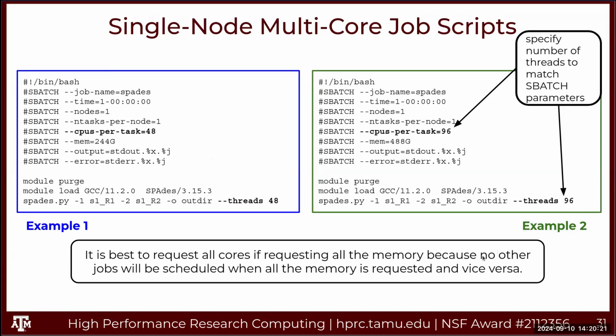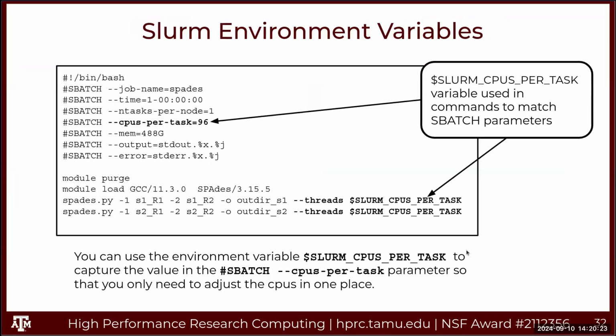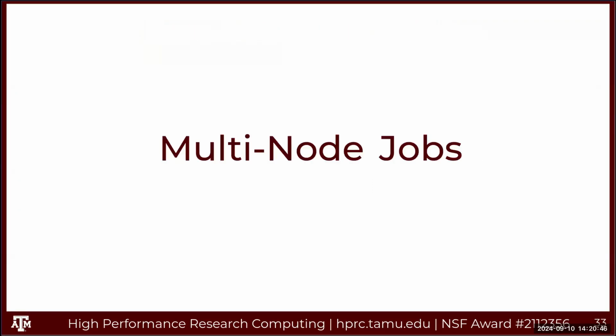Here's another example of matching the values. There is an environment variable called SLURM_CPUS_PER_TASK. So if you're using this multiple times within your job script, instead of hard coding 96 throughout your job script, you can just use this variable. So anytime you change this value in your parameters, this variable gets updated within your job script.